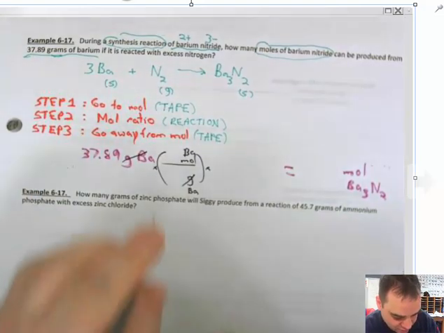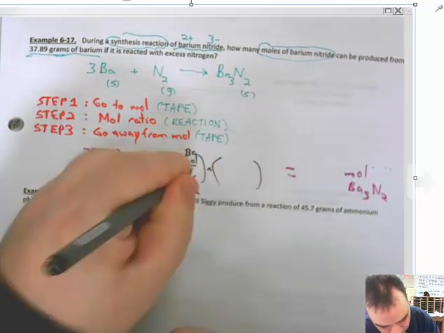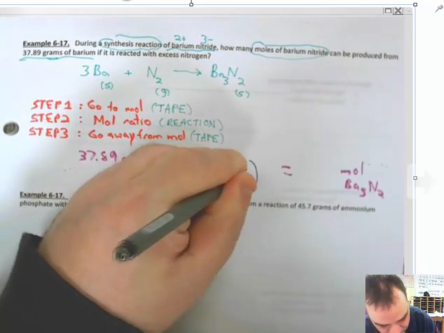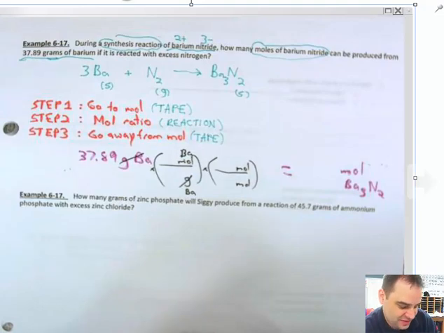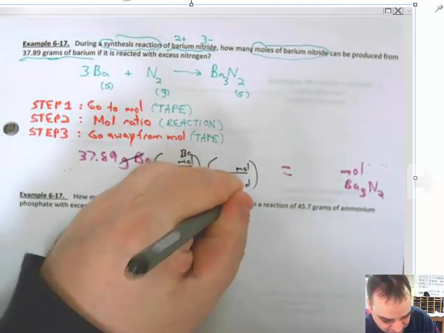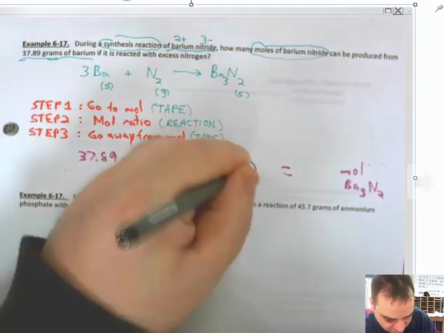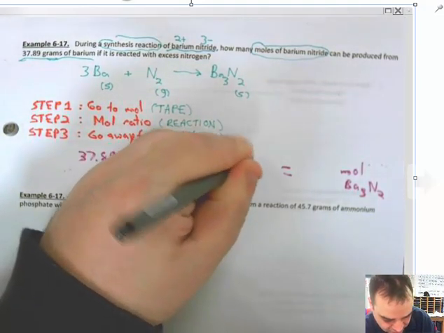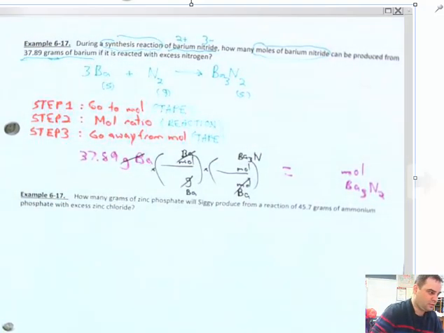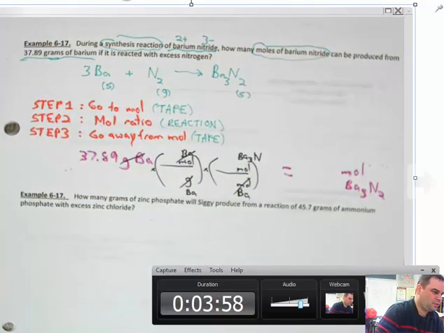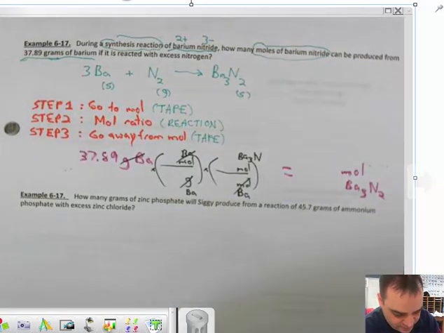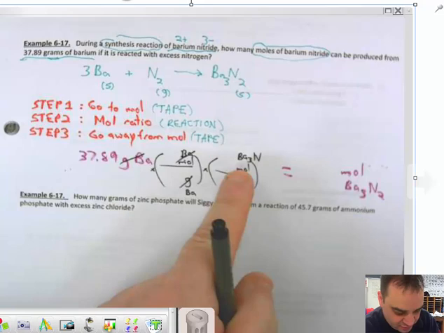Step 2, mole ratio. Moles on the top, moles on the bottom. What are we going to convert to? Moles. That don't make sense. That's why we got to use the substances. This is moles of barium here. This is moles of barium nitride here. Swish, swish.